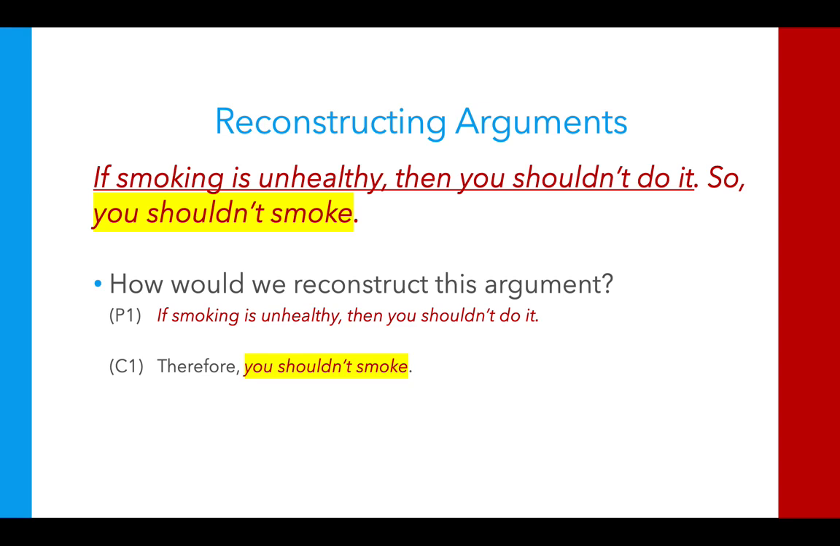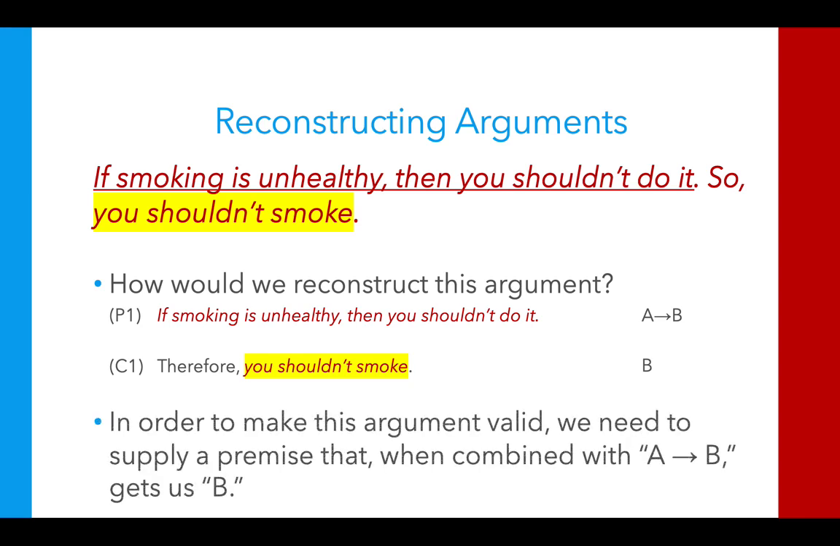What's the missing premise? Well, to do that, we should symbolize what we've got. The first premise, if smoking is unhealthy, then you shouldn't do it. That's A arrow B. Conclusion, you shouldn't smoke. That's B. So what are we missing? We're missing the claim that smoking is unhealthy. That's the thing we need in order to get from A arrow B to B.